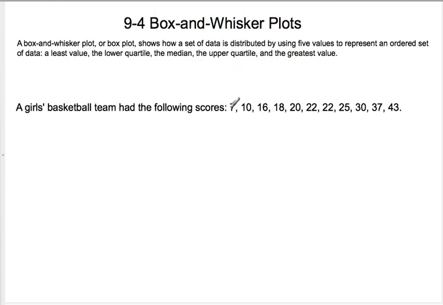To find the median, we've done this before, we figure out which is the middle number. So I cross out from the ends: 2 from each end, another 2. So 22 is the median here. So the median is 22. And then we have a lower value of 7, so that's the least value. The greatest value is 43.